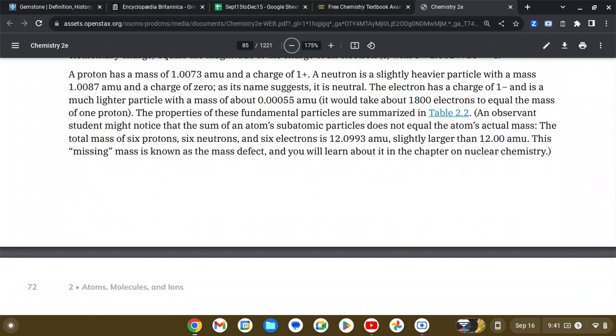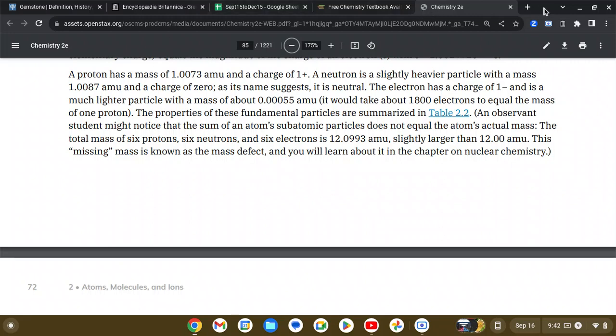The electron has a charge of -1 and is a much lighter particle with a mass of about 0.00055 AMU. It would take about 1,800 electrons to equal the mass of one proton. The properties of these fundamental particles are summarized.